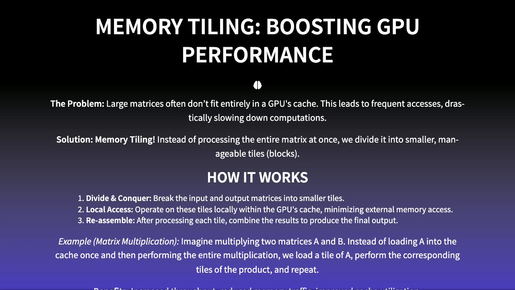Okay, let's talk about memory tiling, a clever trick for speeding up GPU calculations. The problem is that when we're dealing with big matrices, they often don't all fit comfortably in the GPU fast memory cache. This means the GPU has to constantly go back and forth to slower main memory, which really slows things down. Memory tiling solves this by breaking those huge matrices into smaller, manageable chunks. We call them tiles or blocks.